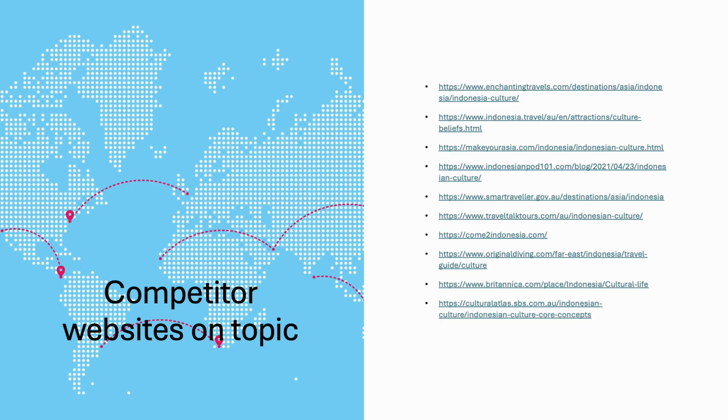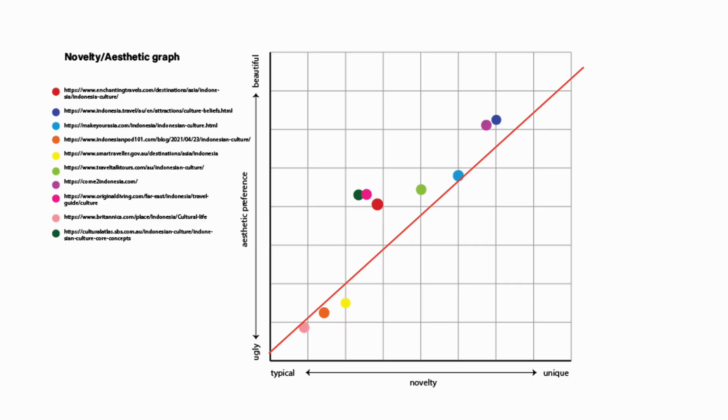After choosing my topic, I tried to find 10 different competitor websites on my topic. With my competitor websites, I made a novelty/aesthetic graph where I put all the competitor websites into the graph based on their uniqueness and beauty. This graph shows that each website must have a balance between novelty and aesthetic preference. They can't be too unique or too typical or too beautiful or too ugly.